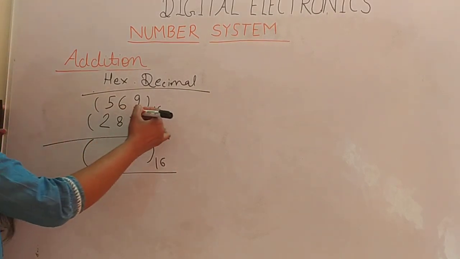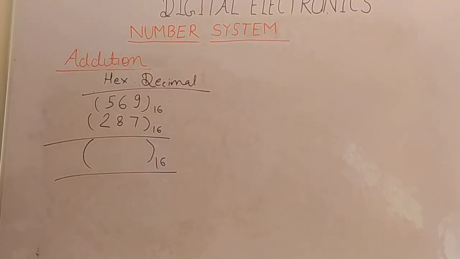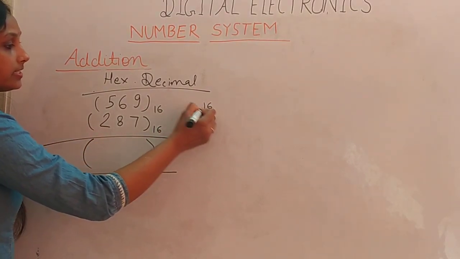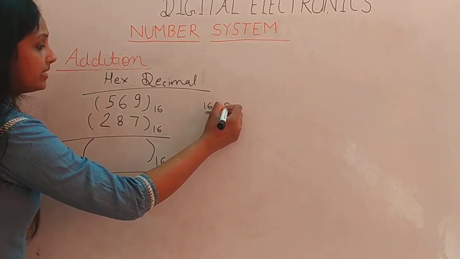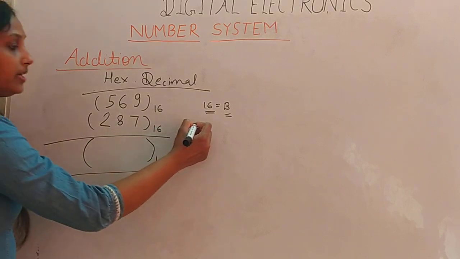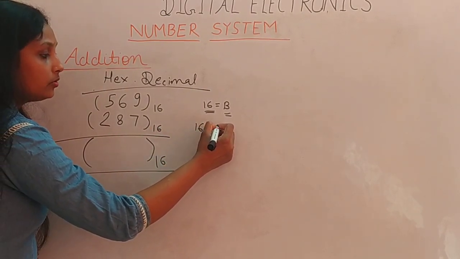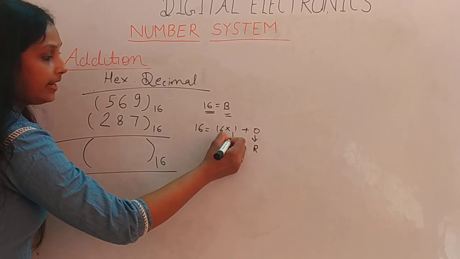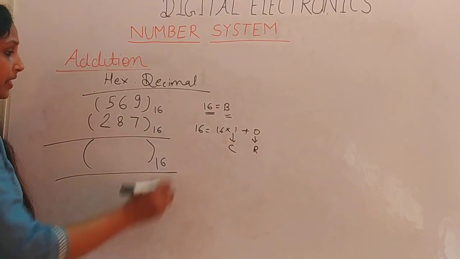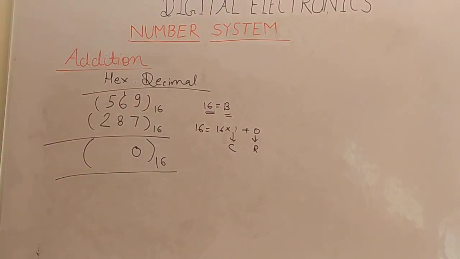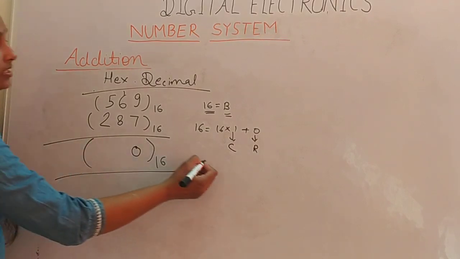So what will we do? 7 plus 9 will be 16. 16 is equal to the base of the hexadecimal. So we write 16 is equal to 16 into 1 plus 0. So 0 will be the remainder and 1 will be the carry. So here 0 comes and 1 will be the carry. Then 6 plus 1 is 7, and 7 plus 8 is 15.